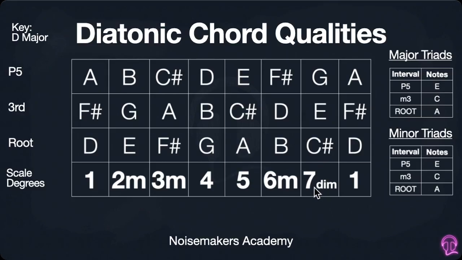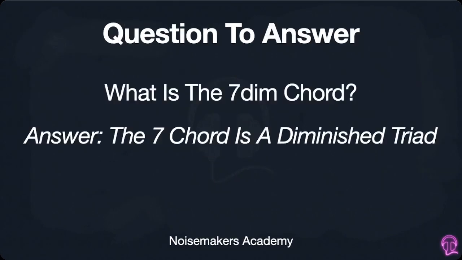Okay, so what does that mean, right? What is actually a diminished triad? Well, let's take a look at it right now.